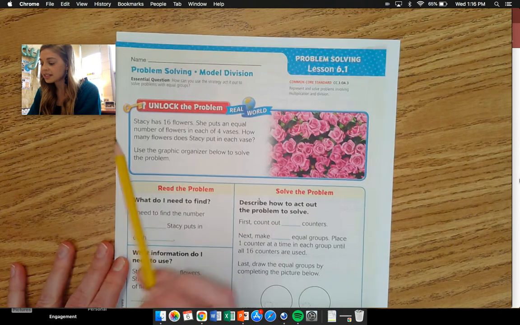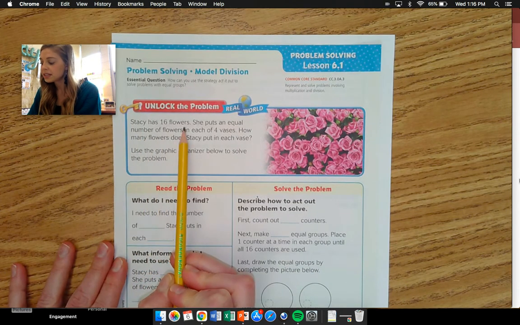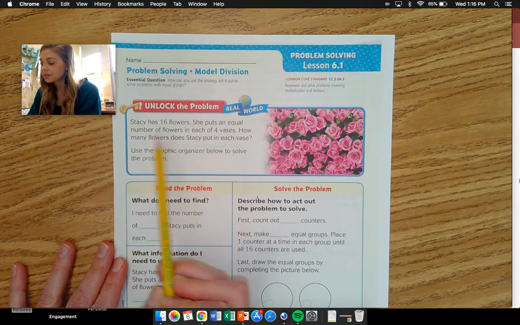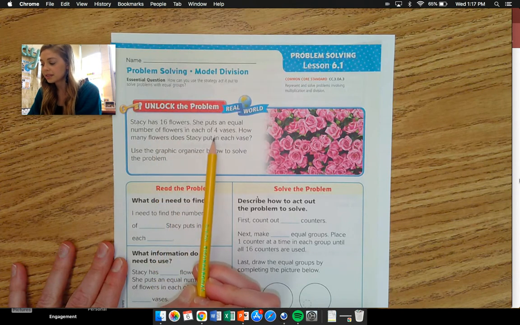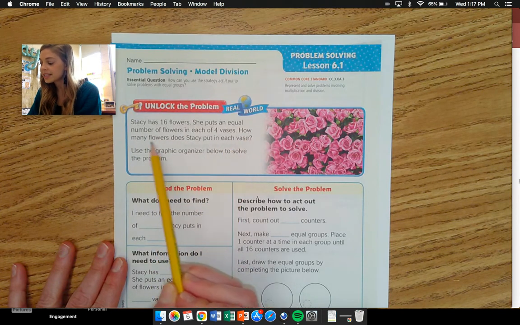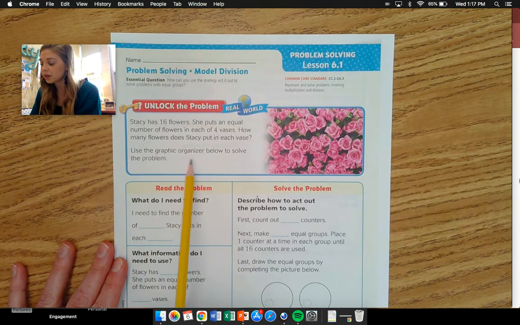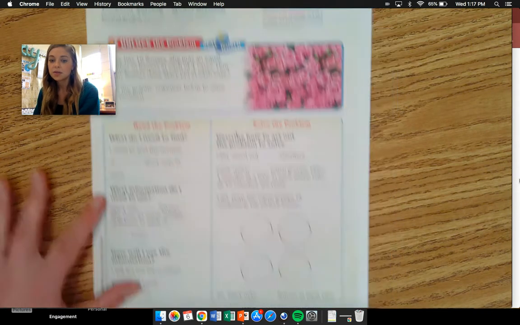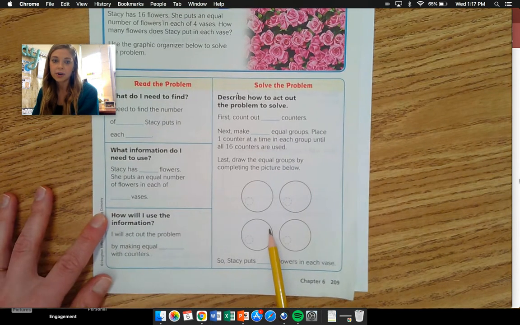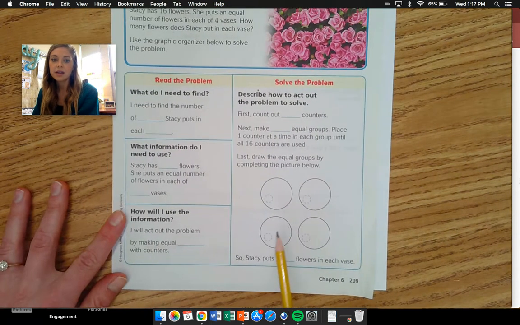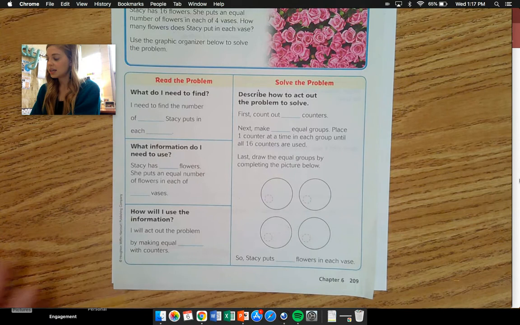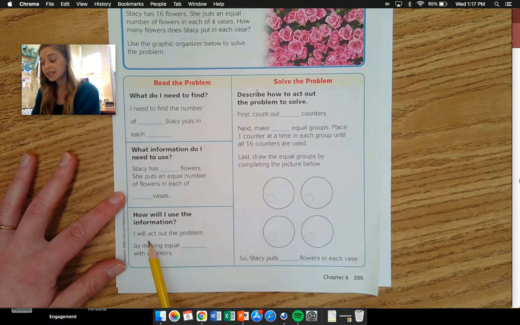Stacy has 16 flowers. She puts an equal number of flowers in each of 4 vases. How many flowers does Stacy put in each vase? Use the graphic organizer below to solve the problem. So here is the graphic organizer that we are going to use. Okay, so this is, like I said, a graphic organizer.